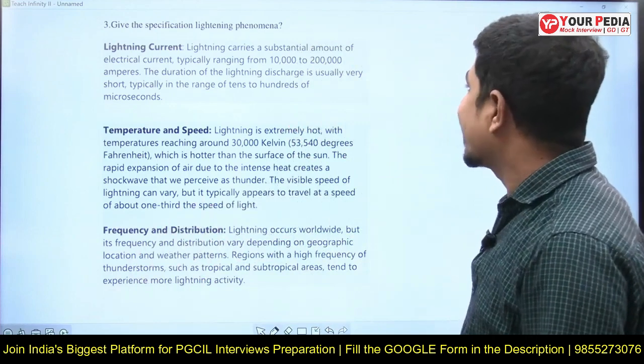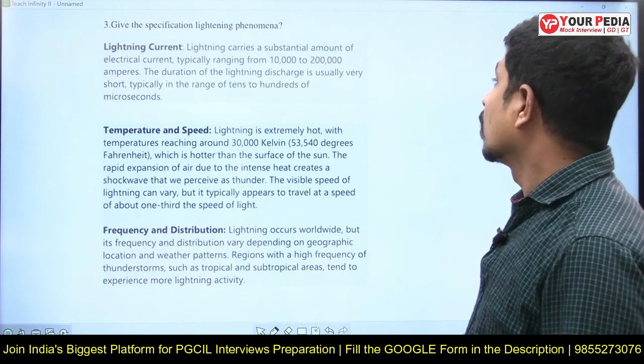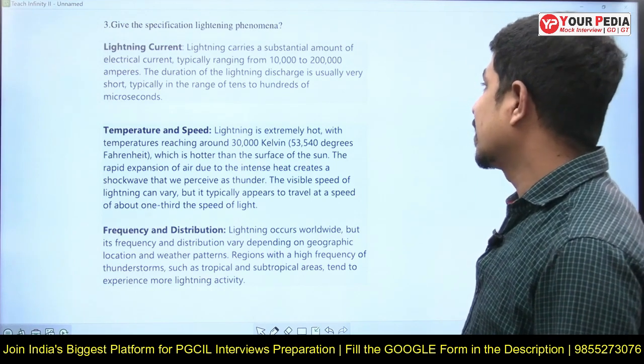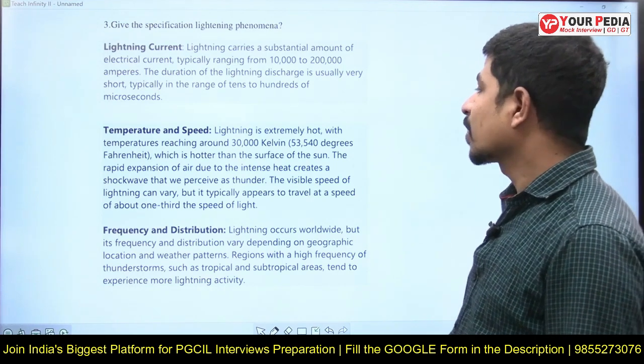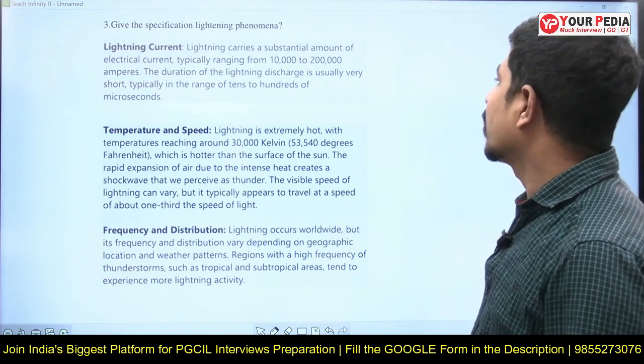Lightning carries a substantial amount of electric current, typically ranging from 10,000 to 2 lakh amperes, meaning 10 kiloamperes to 200 kiloamperes. Sorry, it is not 20k. See, 10k to 200k, right?